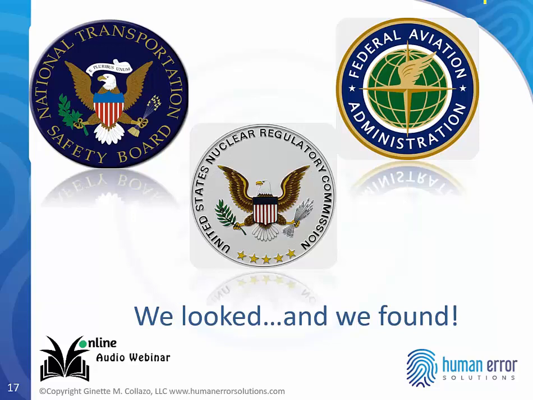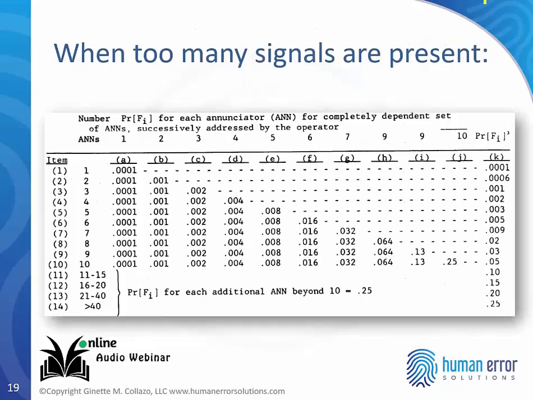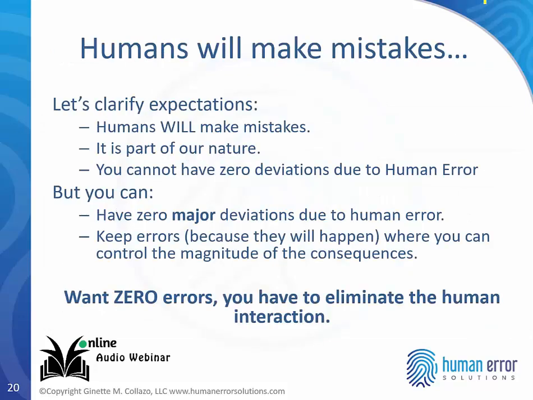We looked and we found and we put together a methodology, that's the one that we are going to learn now, which has the best practices of everything that we have learned in human error solutions through all this time. Let's take a look at some of the data that you can find if you were interested. This is another piece of information. In this case, what we're seeing is the effect. We are all going to make mistakes. I think at this point, we do understand all of this. We're going to have to clarify expectations. We will make mistakes. It's part of our nature.